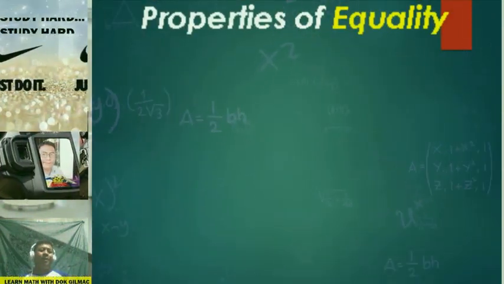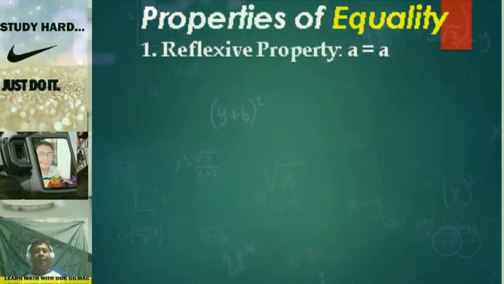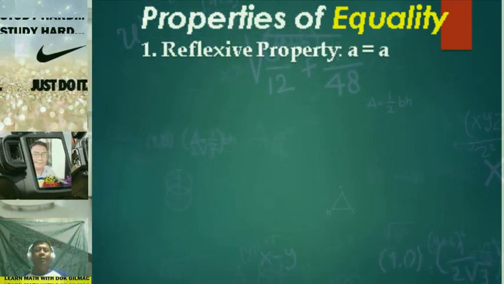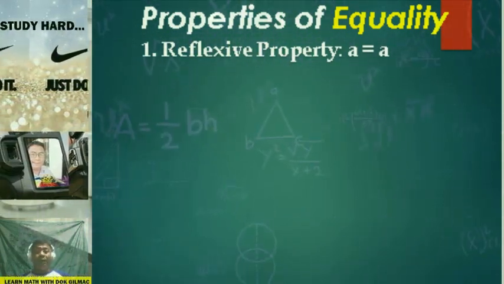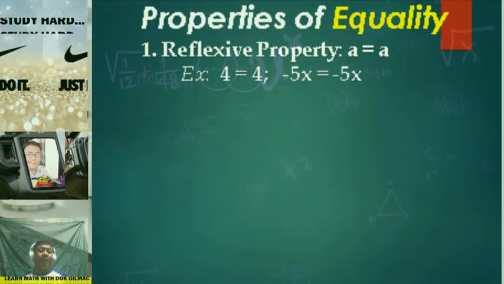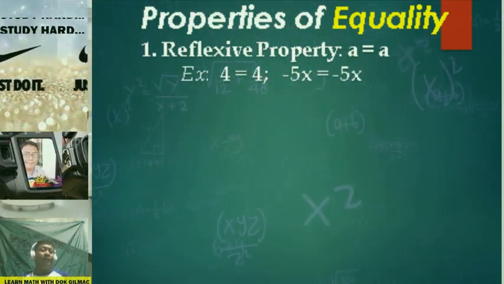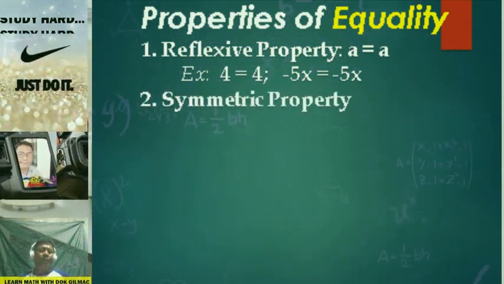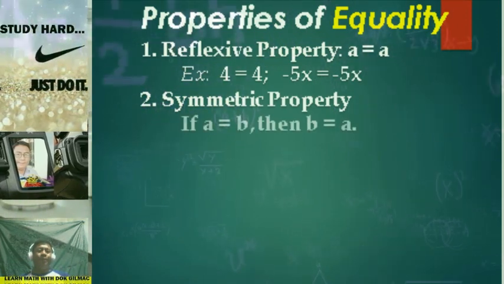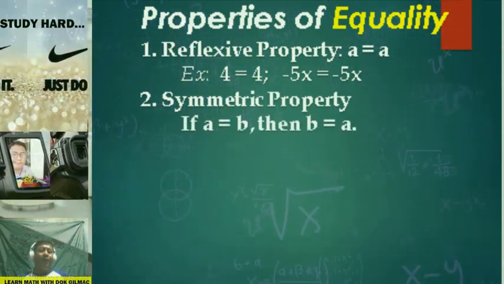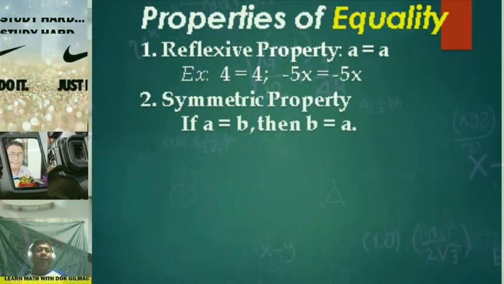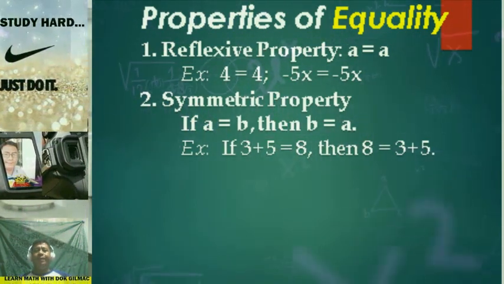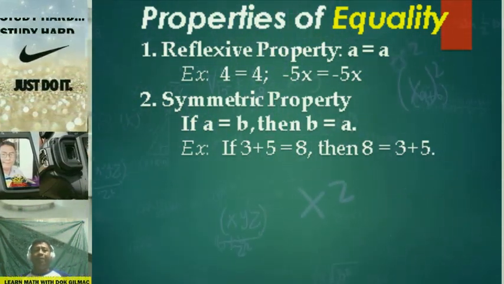Consider the different properties of equality. Number 1, reflexive property. A is equal to A. Any number is equal to itself. For example, 4 is equal to 4, negative 5x is equal to negative 5x. Number 2, symmetric property. If A is equal to B, then B is equal to A. For example, if 3 plus 5 equals 8, then 8 is equal to 3 plus 5.